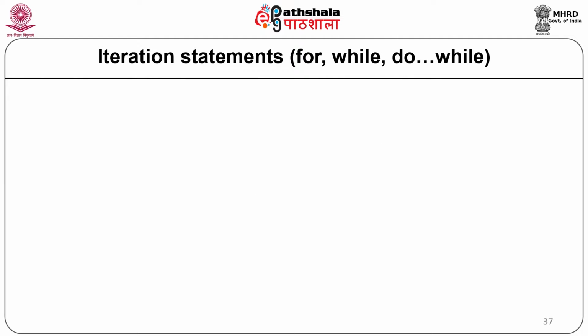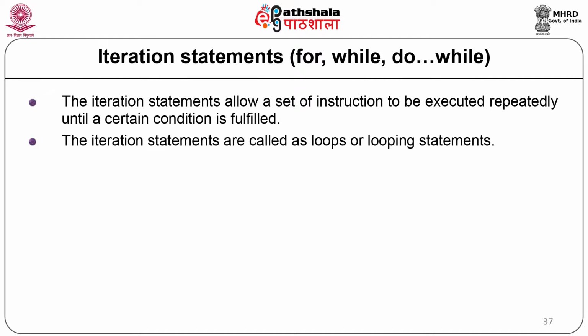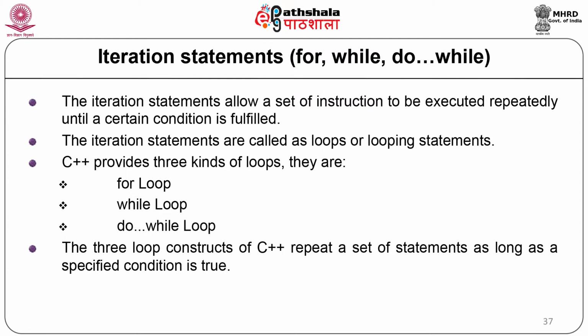Iteration statements. The iteration statements allow a set of instructions to be executed repeatedly until a condition is fulfilled. The iteration statements are called loops or looping statements. C++ provides three kinds of loops. They are for loop, while loop and do while loop. The three loop constructs of C++ repeat a set of statements as long as the condition is true.